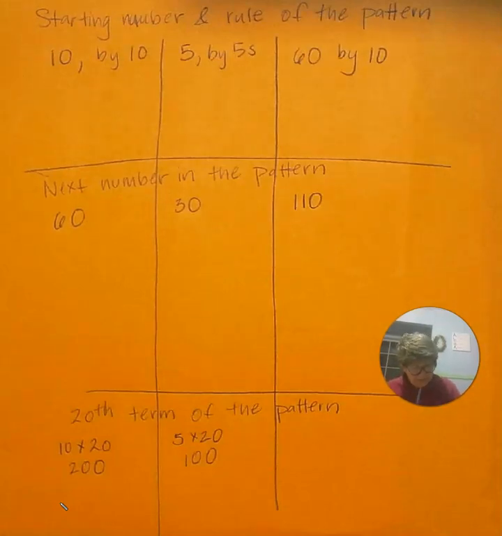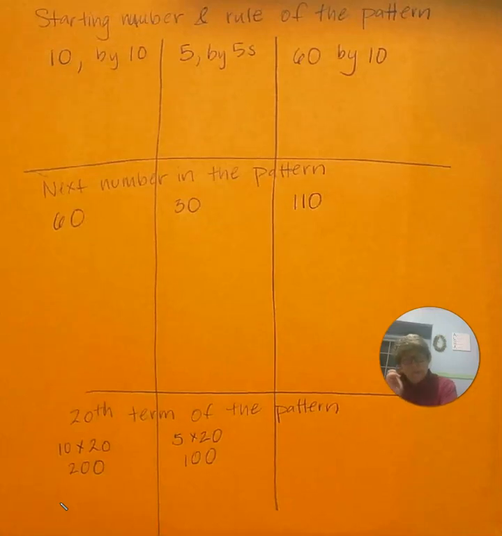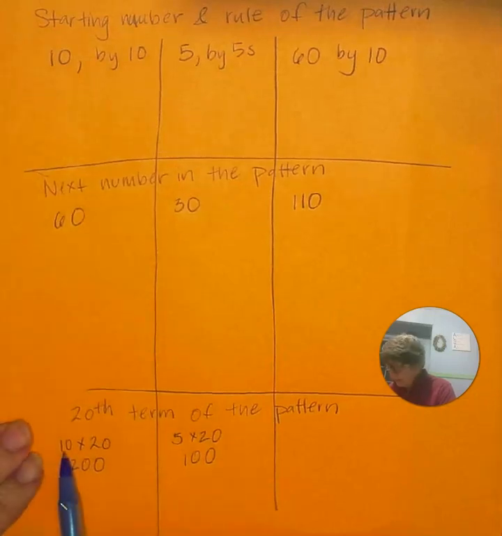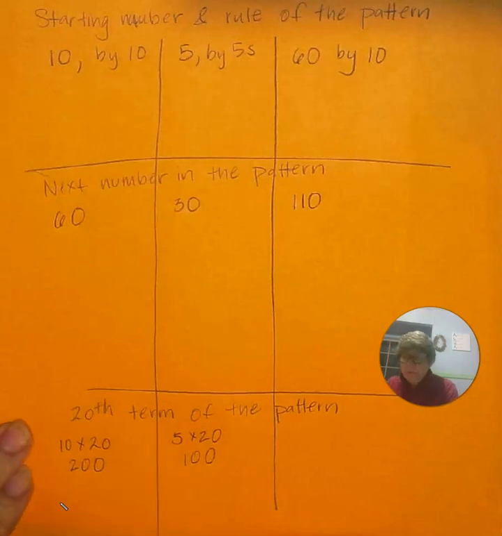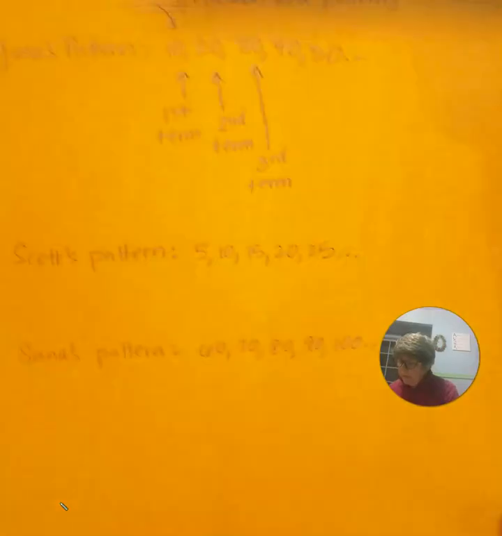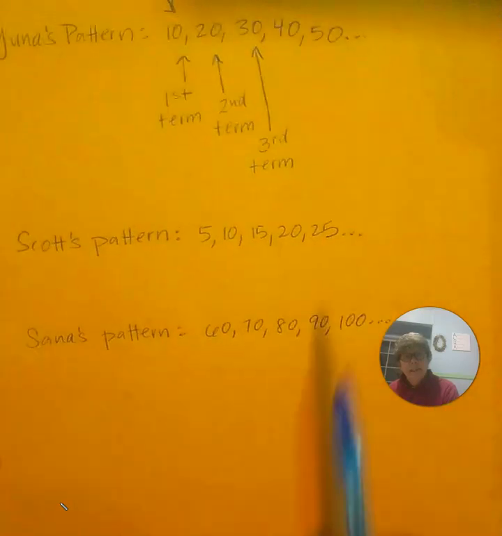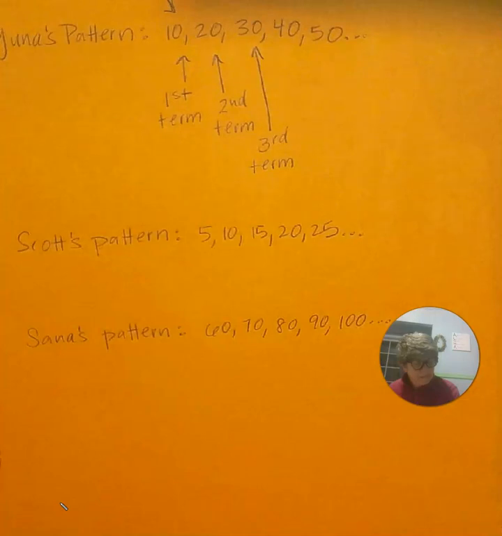Okay, now that's something to think about, isn't it? How could you figure it out? Since we're starting at 60, it's a little bit different, isn't it? Here we started at 10 because we're counting by tens. Here we started at 5 because we're counting by fives. Could we compare Una's pattern and Sana's pattern and think about it that way? That's one option, right?